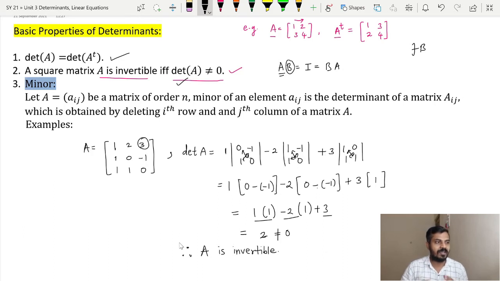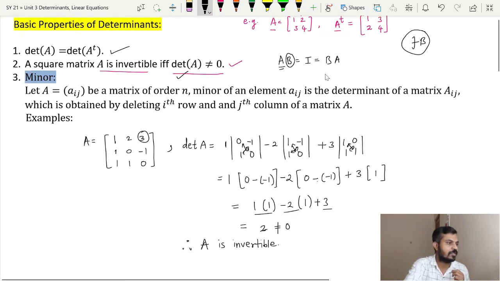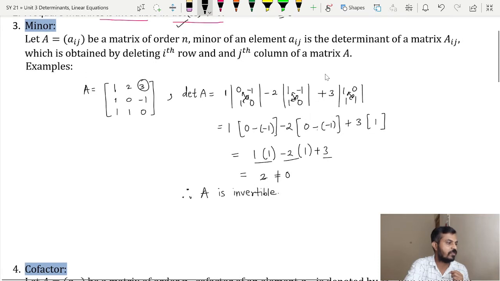Now the question is how to find this inverse of A, that is, how to find the matrix B such that AB is equal to I, which is equal to BA. That we are going to see a little bit later on. Now first of all we are going to focus on the definition of minor. What exactly is a minor?